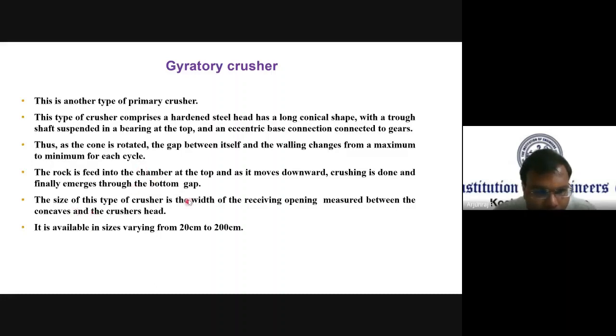And finally, you are going to have the size depending upon the width of the operation which is being measured between the crusher's alignment towards the directions. And the very important thing here is the gyratory crusher size varying between 20 centimeters to 200 centimeters. So accordingly you can optimize, and you can select what type of size you want to have for your application.